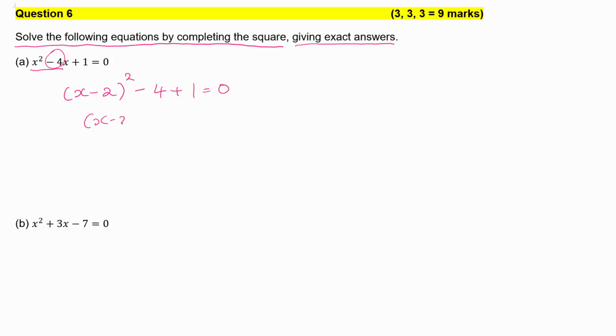So I get x minus 2 all squared, take away 3 is 0. Then x minus 2 all squared equals 3. So x minus 2 is going to be plus or minus the square root of 3. And then take the 2 to the other side, and we have 2 plus or minus root 3.